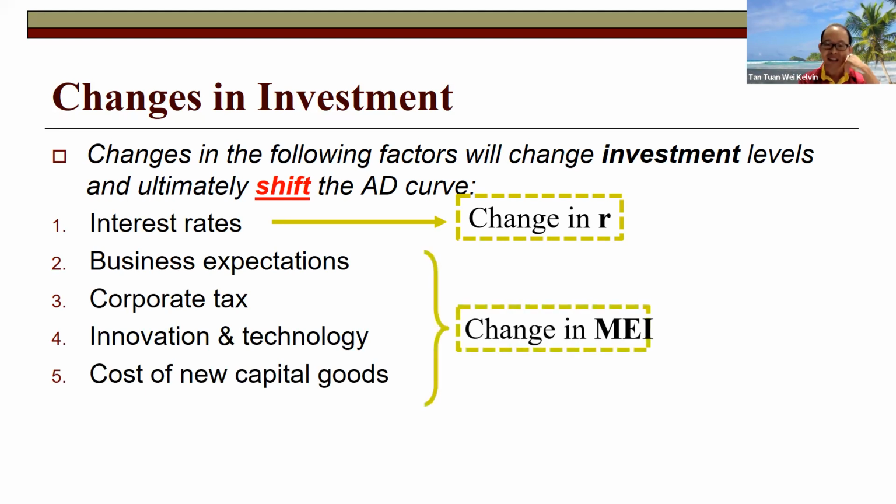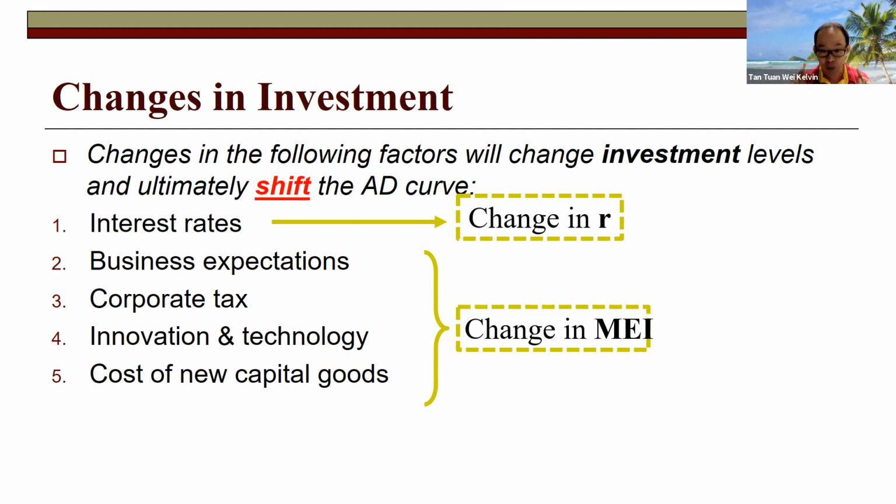This will shift the MEI. If you recall the MEI graph to understand this, have you realized that interest rate is on the y-axis? Just like your demand curve, if I lower the interest rate, firms will undertake more investment, but it's a movement along the MEI curve. However, factors 2 to 5, these are factors that will actually shift the MEI curve to the right.